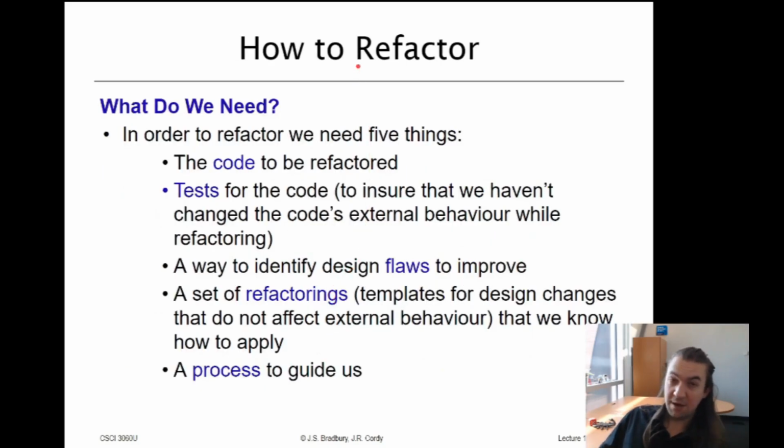So how do you do refactoring? We're going to need 5 things. We need the code to refactor, of course. We need tests, because once you're done refactoring, you need to make sure you didn't break anything. If you broke something, you didn't refactor it, you just messed it up. That's no good. You need a way to figure out what are the things that need to be improved.